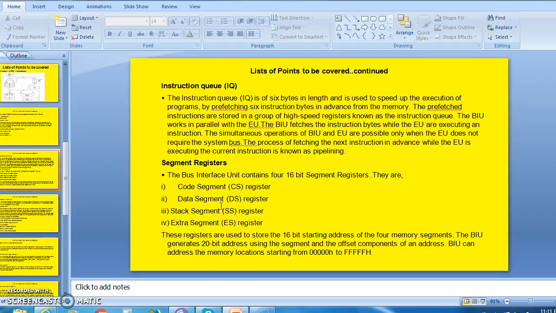Now let us see the segment register section. There are 4 segment registers: code segment, data segment, stack segment and extra segment. These registers are used to store the 16-bit starting address of memory segments. The bus interface unit will generate a 20-bit address using the segment and the offset component of the address. Bus interface unit can address the memory location starting from 0000H to FFFFH.